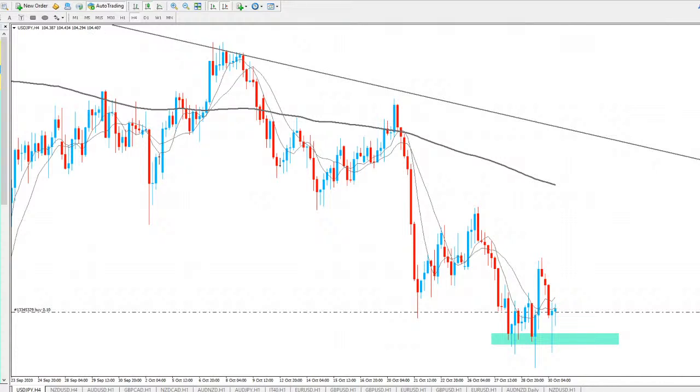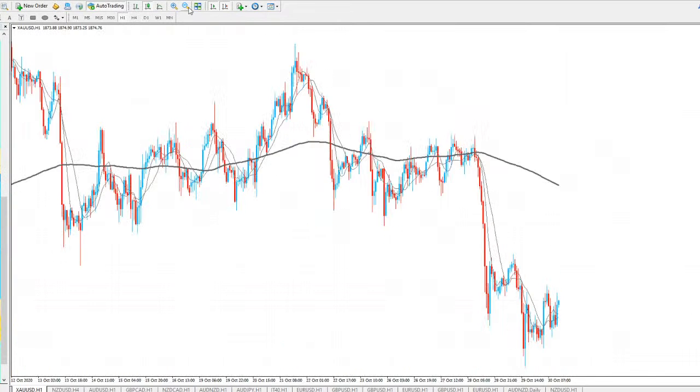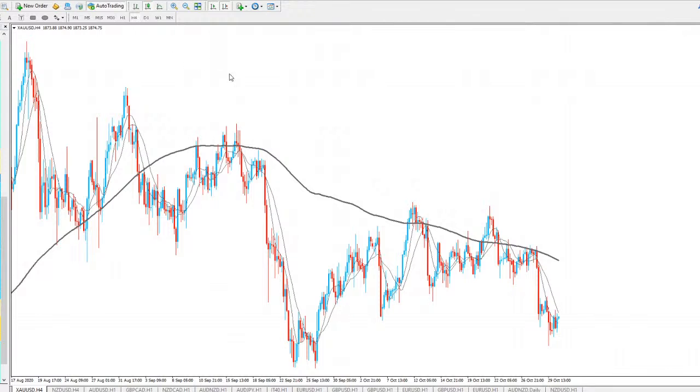Okay, so we're going to take a quick look at gold and see what's happening with that pair. On the hourly, you can see we had a big push to the downside there. And you can see it on the 4H as well.